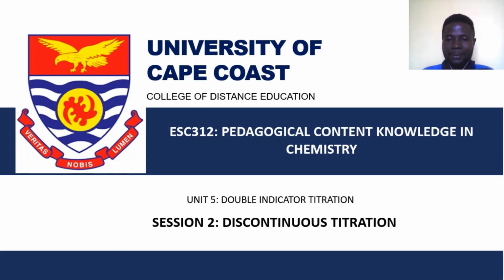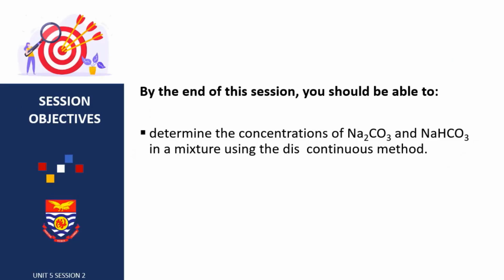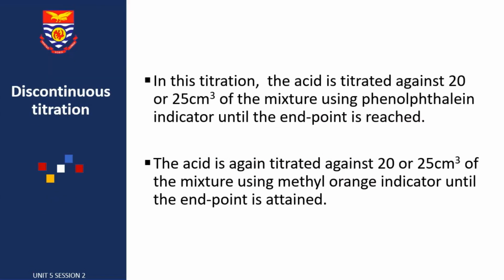The unit is about double indicator titration, and this session is looking at the discontinuous method. Let's look at our objective. By the end of this session, you should be able to determine the concentrations of sodium carbonate and sodium bicarbonate in a mixture using the discontinuous method.